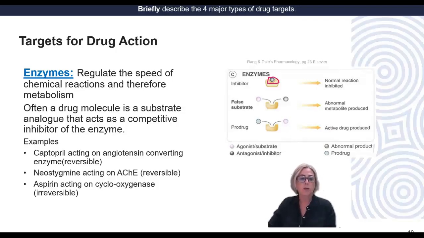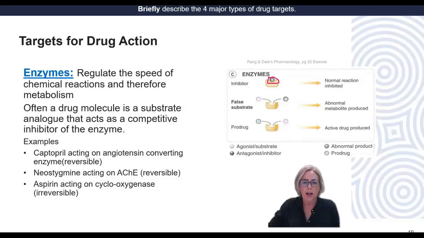We've got captopril. That one will come up in the cardiovascular topic as it's given to reduce blood pressure. Neostigmine, that will come up in the immune system topic. And aspirin, acting on this enzyme here, cyclooxygenase, will come up in the anti-inflammatory topic.